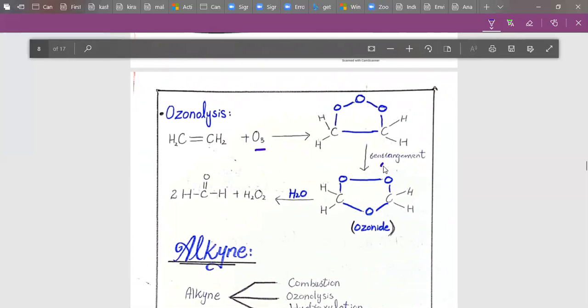In this compound, the bond is broken, and then we get formaldehyde, and this oxygen reacts with water, and then we form hydrogen peroxide. So this also undergoes an oxidation reaction.